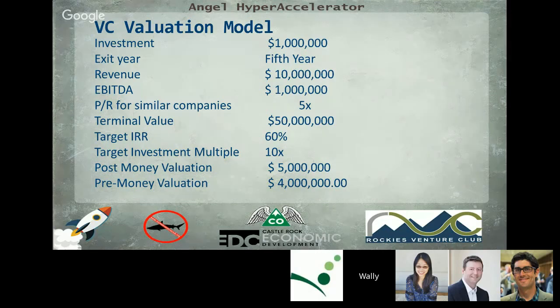Now we just do that same math we did in the earlier one. What number times 10 equals 50 million? It's $5 million. Subtract our $1 million investment, and our pre-money valuation on this deal is $4 million. Okay, next slide.